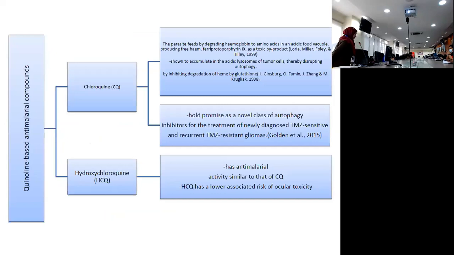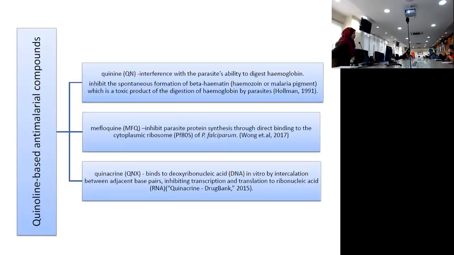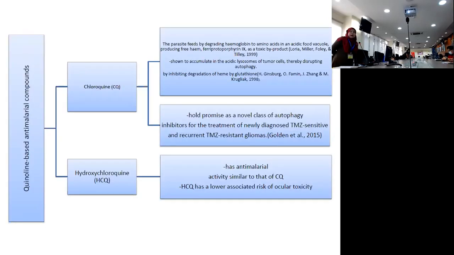So these are the commercial drugs now used, which are quinoline-based antimalarial compounds. For example, chloroquine, hydroxychloroquine, quinine, mefloquine, and quinacrine. Now, as you can see, I also listed the mechanism of action of each drug. For example, chloroquine will inhibit the degradation of the heme by glutathione, accumulate in the acidic lysosomal cell, and disrupt autophagy. And hydroxychloroquine has similar antiviral activity as chloroquine, but it is usually used because it has a lower associated risk of ocular toxicity. So usually they use hydroxychloroquine compared to chloroquine itself when applied to severe malaria patients.